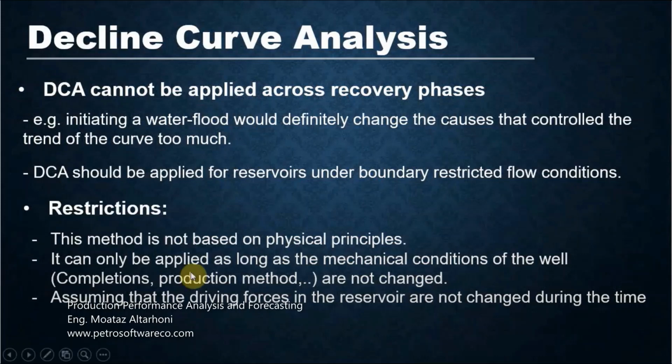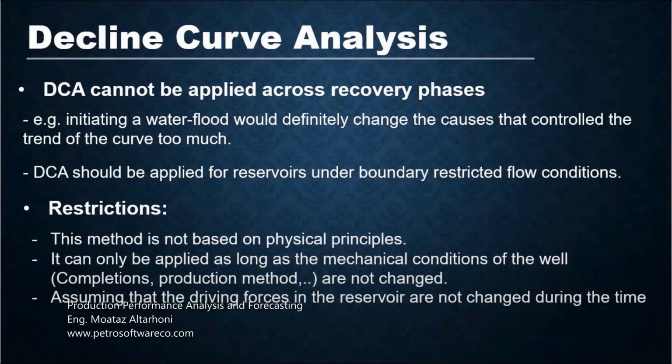Decline curve analysis should be applied for reservoirs under boundary-restricted flow conditions. We must know the boundary of our reservoir, and know that all the production comes from within the boundary. That means if we don't reach the boundary of the reservoir, you cannot apply decline curve analysis, because that doesn't mean you produce from the total reservoir, so all the estimation of reserves and the prediction would be wrong.